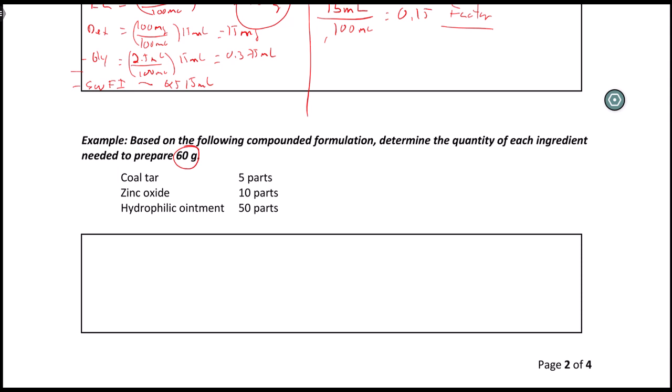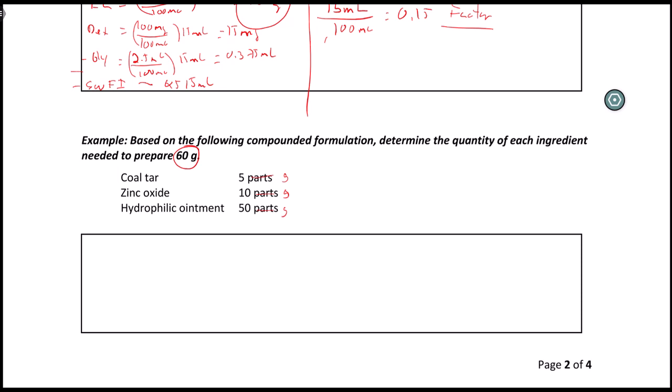Notice, though, we want to know how much to prepare 60 grams, but all we see here is just parts, and parts. Anytime you see parts, you can really put the unit that you want on it. So I'm going to say I want parts to equal grams. So all I'm going to say is this is grams, this is grams, this is grams. If I wanted them to equal milligrams, I can say a part is a milligram. If I want to say a part is an ml, I can say a part is an ml. It's whatever I really want to do.